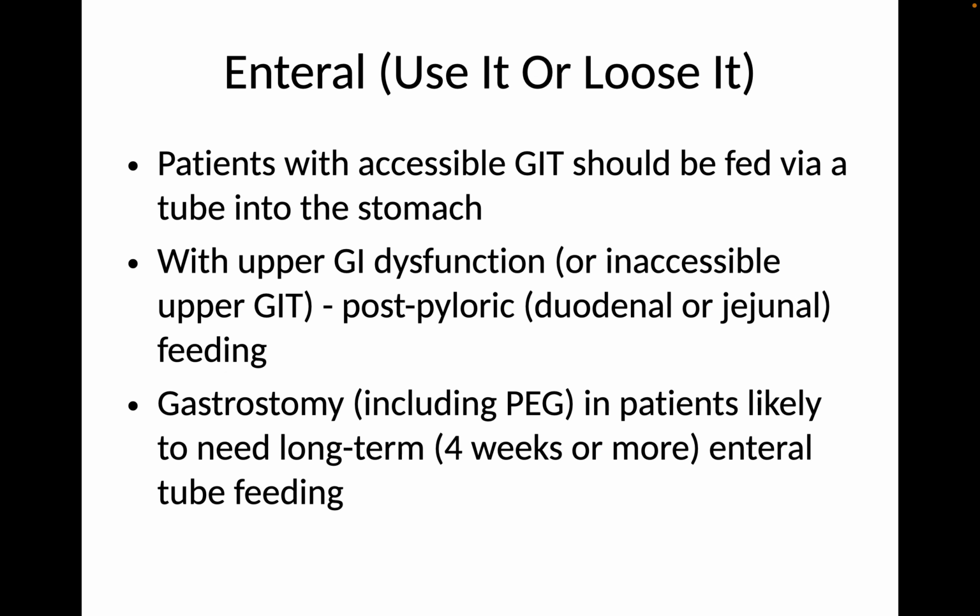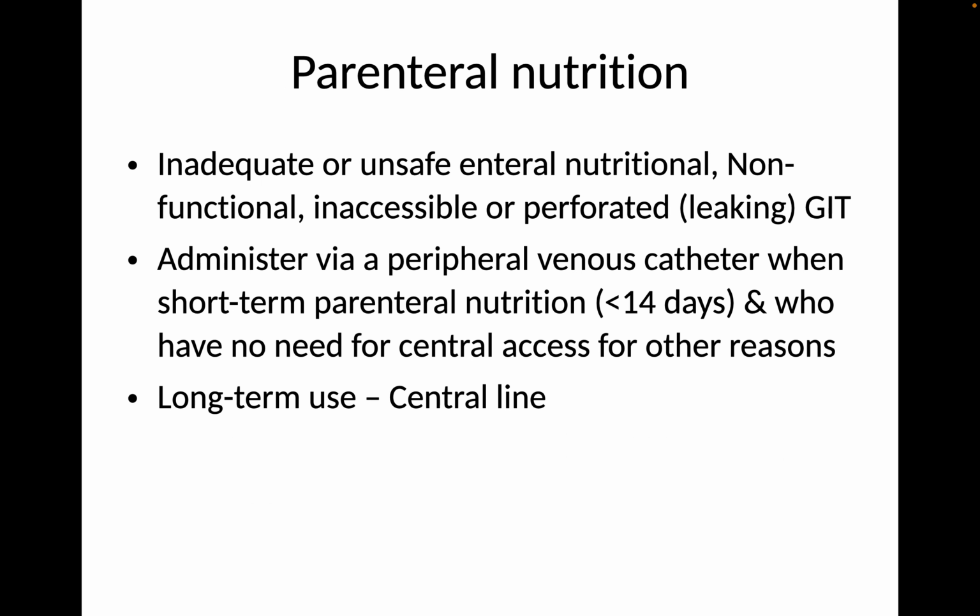Enteral route, as I said, the patient with an accessible GIT should be fed via a tube into the stomach, and with upper GI dysfunction, a post-pyloric feeding is used, and usually PEG or percutaneous endoscopic gastrostomy is instituted in patients likely to have long-term feeds, especially more than 4 weeks of enteral tube feeding. As far as parenteral nutrition is concerned, very few patients may need that, where you have inadequate or unsafe enteral nutrition or a non-functional gut, inaccessible or perforated GIT. So these are probably the absolute contraindications for enteral nutrition.